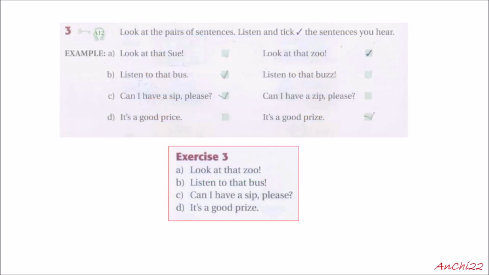3. A, Look at that zoo. B, Listen to that bus. C, Can I have a sip, please? D, It's a good prize.